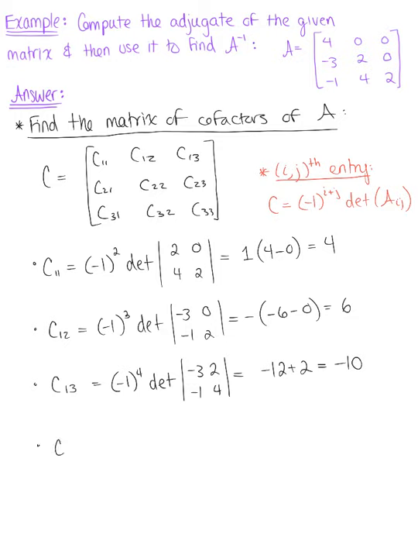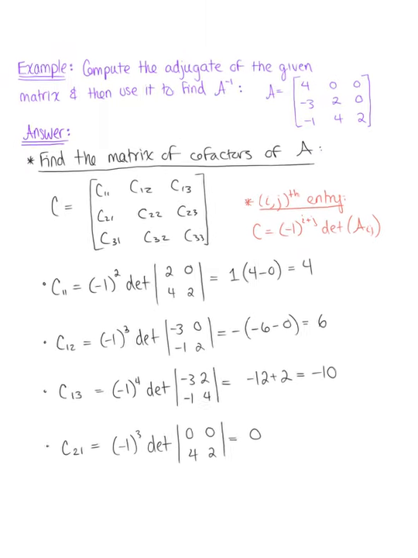So now we need the cofactor in the second row, first column. So that's -1 cubed multiplied by the determinant of the submatrix 0, 0, 4, 2. So this will leave us with 0. And you need a little more room.